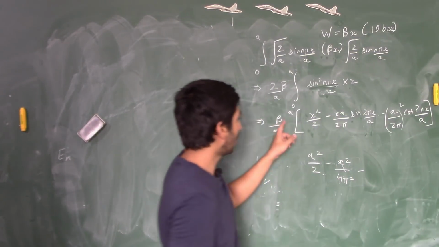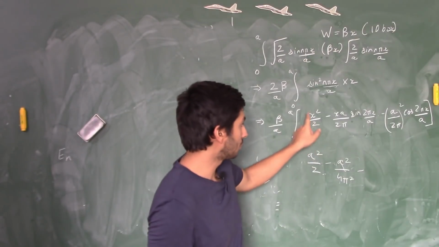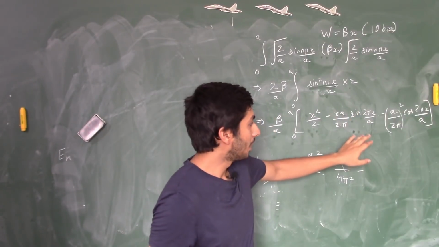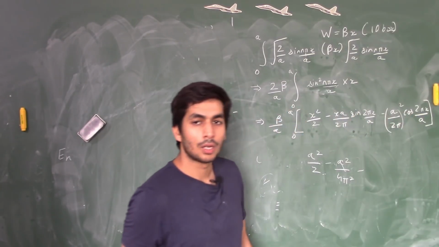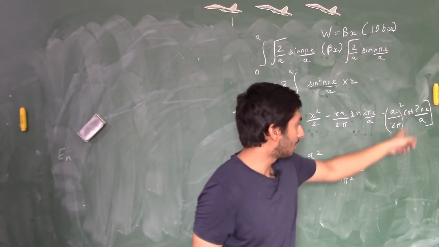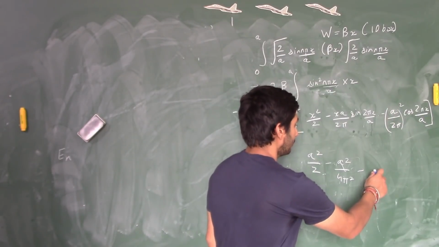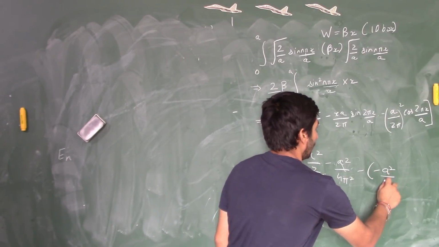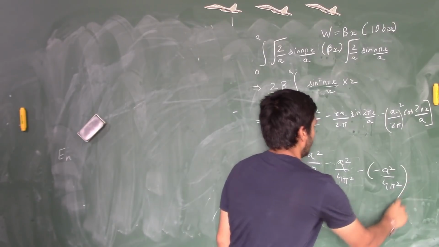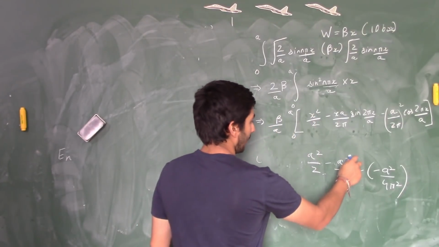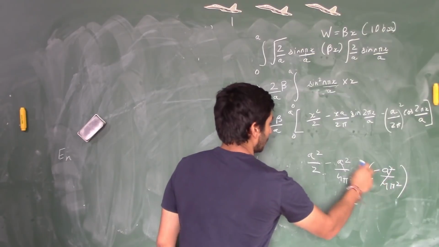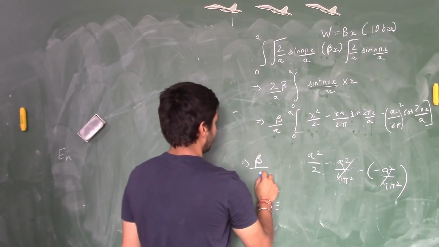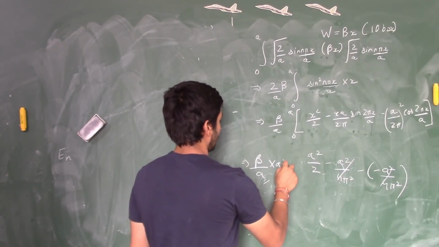Then minus of, now I have to take 0 as the lower limit, so minus of 0, so this will become 0, then sine 0 is also 0, so this whole term will also become 0, and cos 0 is equal to 1, so this term will be as it is, so minus of minus a square upon 4 pi square, right? And if I solve this, this will become plus, so this and this will cancel out, so I'll be left with beta by a into a square by 2, right?